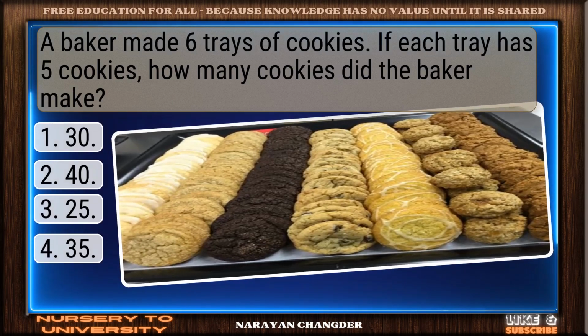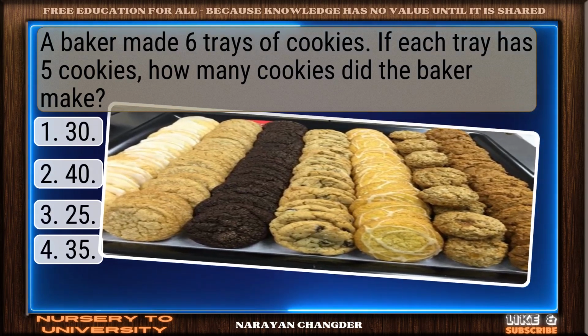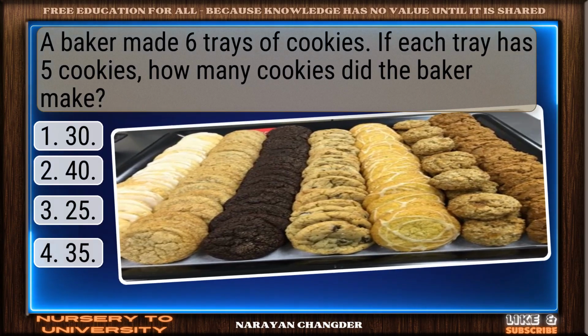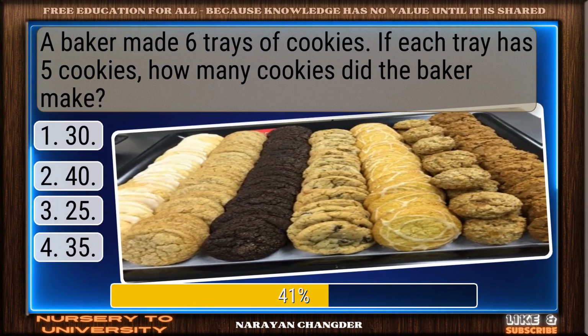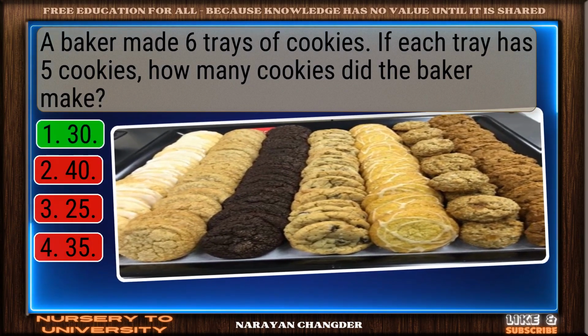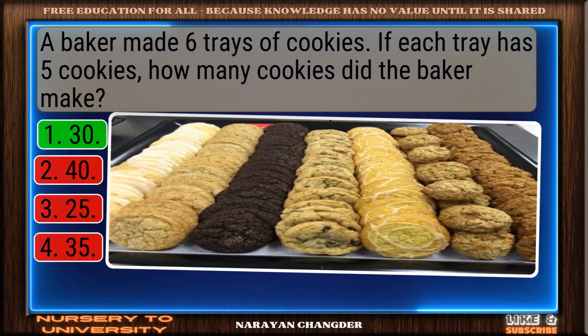A baker made 6 trays of cookies. If each tray has 5 cookies, how many cookies did the baker make? Well picked. 30 is the correct answer.